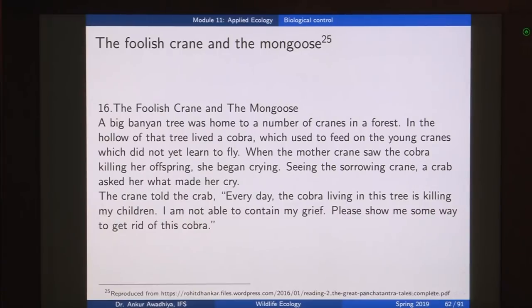Seeing the sorrowing crane, a crab asked her what made her cry. The crane told the crab, "Every day the cobra living in this tree is killing my children. I am not able to contain my grief. Please show me some way to get rid of this cobra."